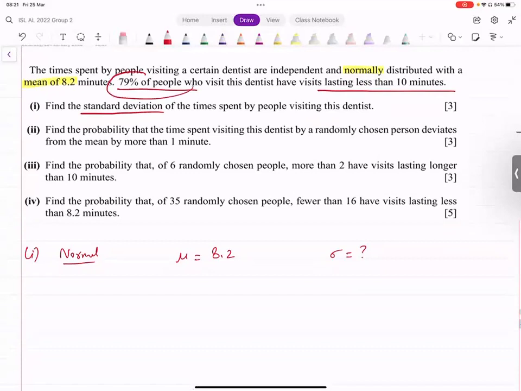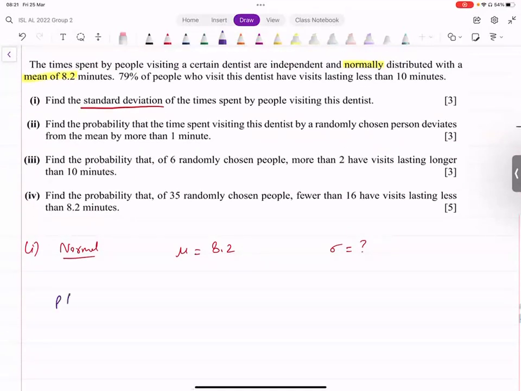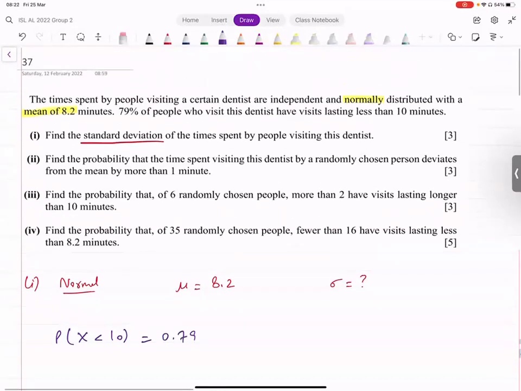We have this information, 79% of people visiting the dentist have visits lasting less than 10 minutes. What information is that? ये क्या चीज दी हुई है उसका? Sir, the probability of x less than 10 would be 0.79. Probability of the visiting time being less than 10 is 0.79. So हमें इसने एक probability बताई है कि less than 10 minutes last करने की probability क्या है? That is equal to 0.79.